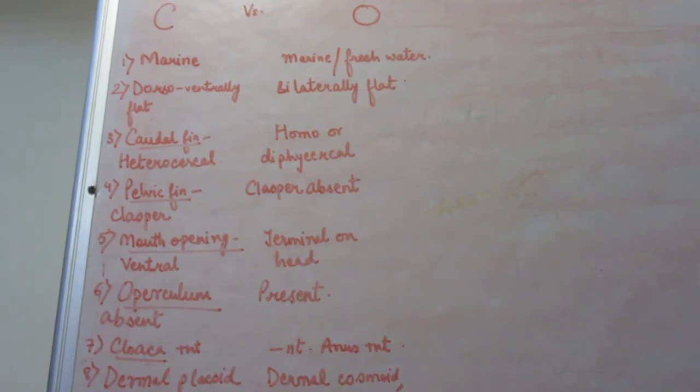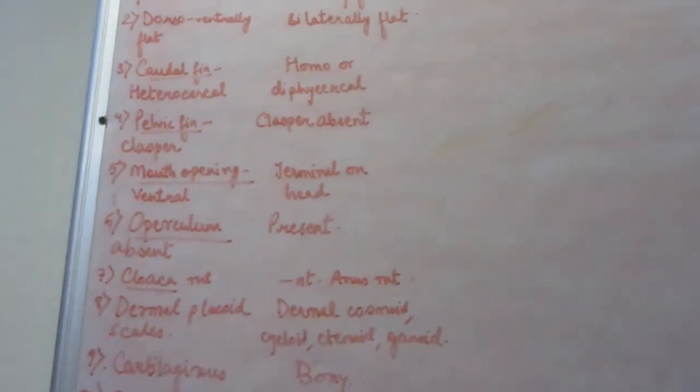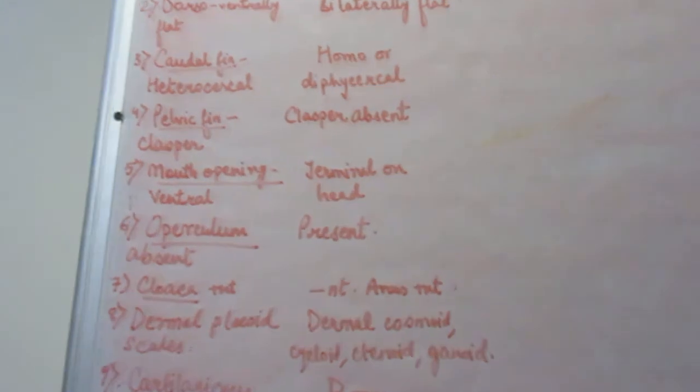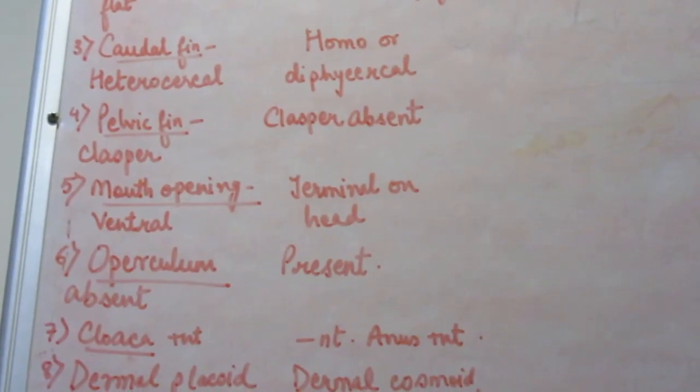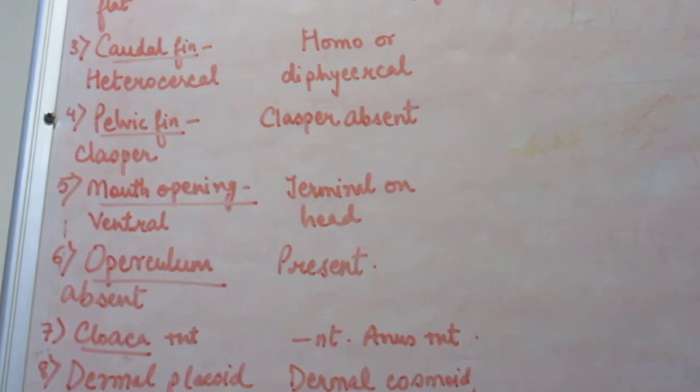Then the caudal fin, meaning the tail portion, in C it is heterocercal and in O it is homocercal or diphycercal. What these terms mean we will discuss in our next video, in which we are going to discuss the types of fins and their shape and everything. So you can wait till then.